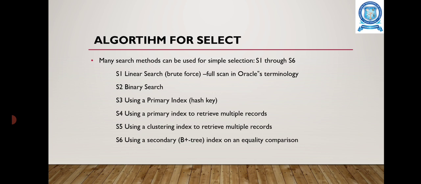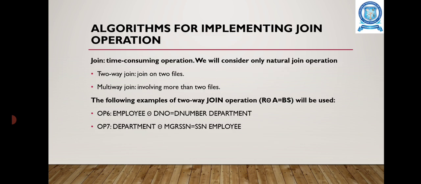Many search methods can be used for complex selection, which involves conjunctive conditions. Algorithms for implementing a join operation. Join operations are time consuming. We will consider only natural join operations. Two-way join means join on two files. Multi-way joins involve more than two files.